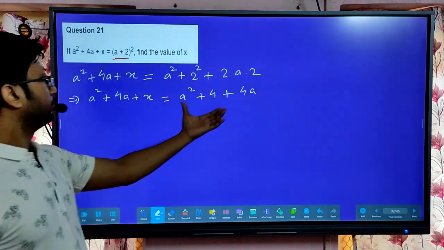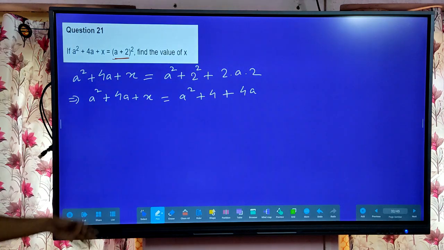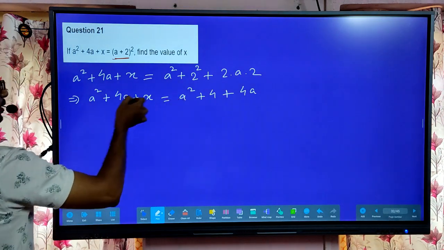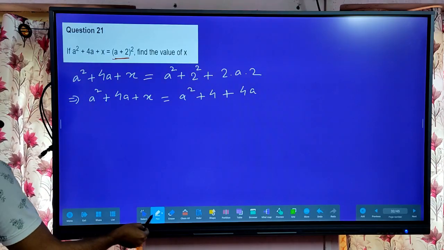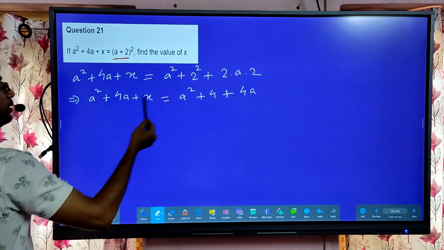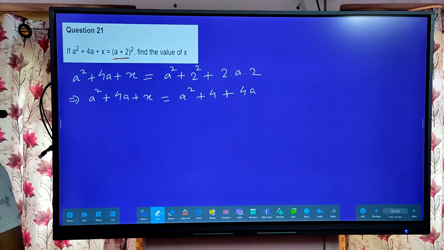Now if you bring this to left side, so a square will come this side and become minus a square. So a square minus a square will cancel out. Here also 4a will become minus 4a, isn't it?